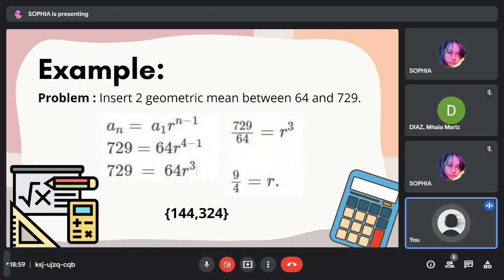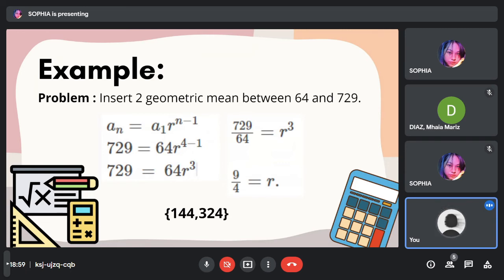Let us give another example. Problem number 2. Insert two geometric means between 64 and 729. As mentioned before, we must identify our first term and last term in our sequence. After identifying, we will now follow our first step, that is to rewrite our given. Since our first given is 64, that will be our first term, and 729 will be our last term.